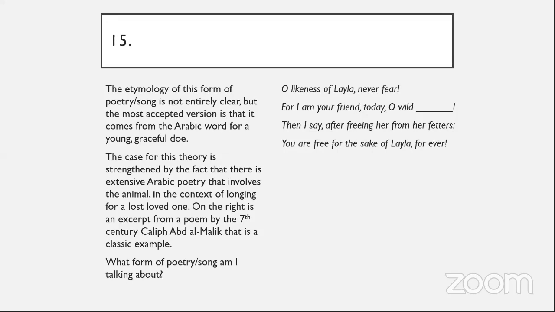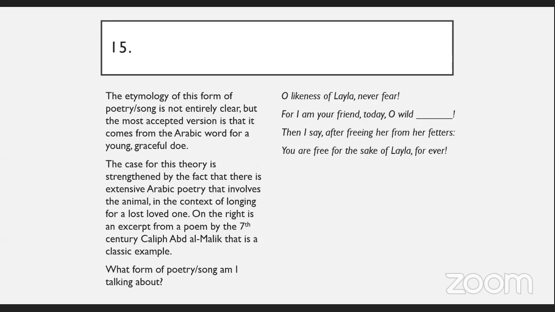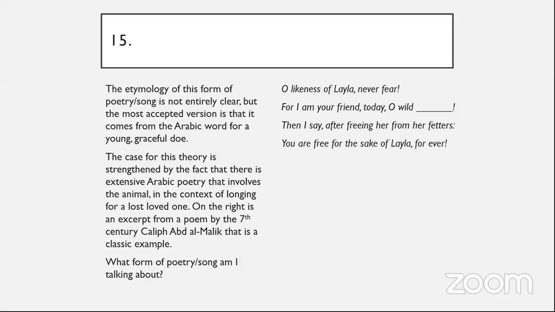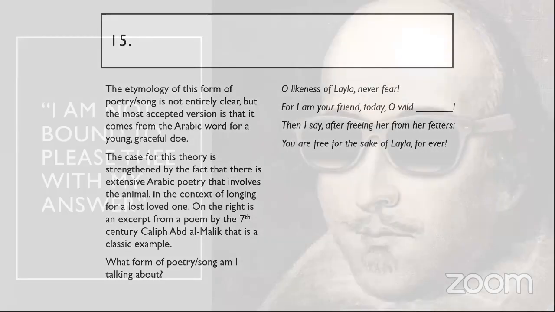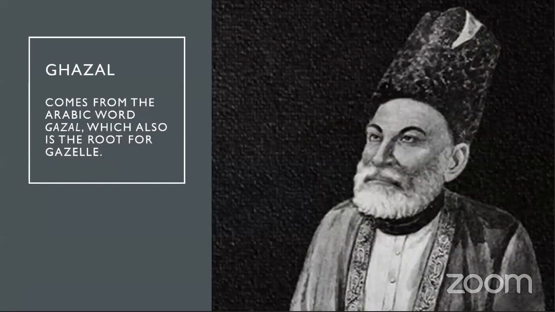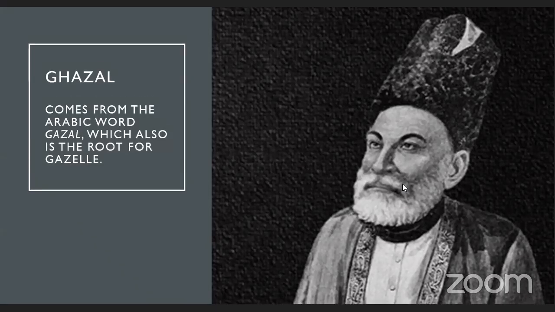So what form of poetry or song am I talking about, which most likely comes from the Arabic word for a young, graceful doe? We are saying Team 4, yes. Yeah, Team 4, we are saying it's Ghazal. We'll give you 10 points, simple enough. This is ghazal, which apparently is also the root for gazelle. So simple question, 10 points to Team 4 there.